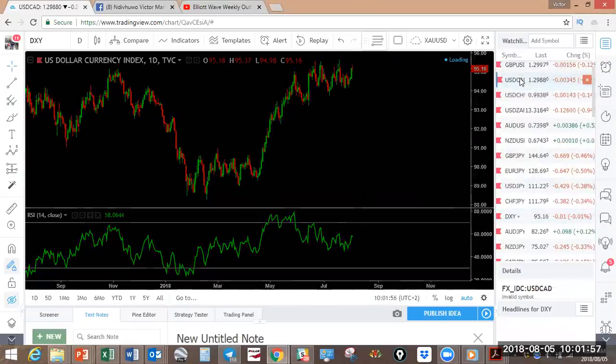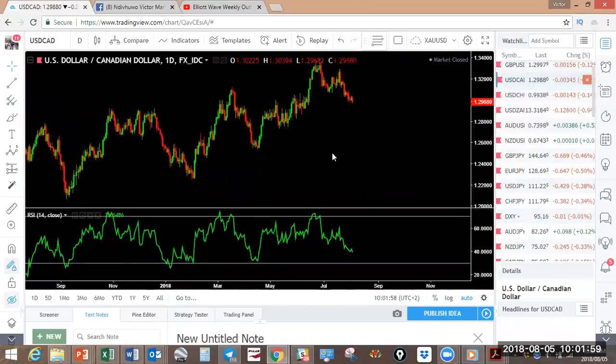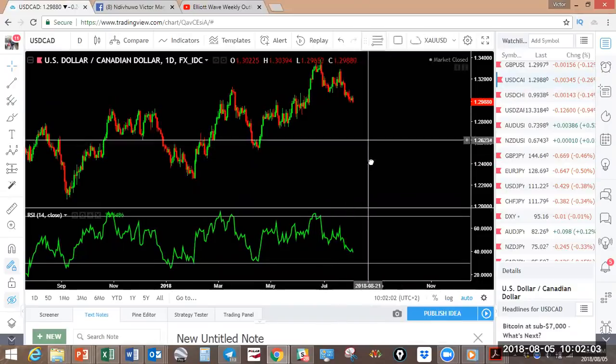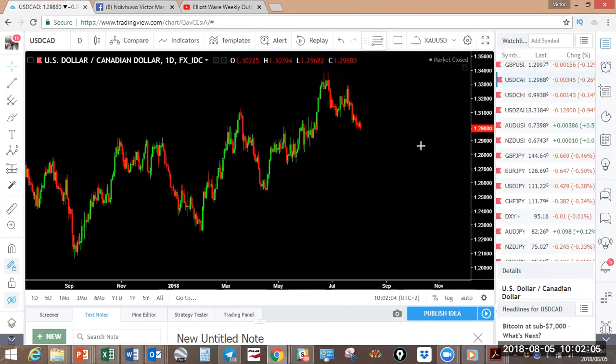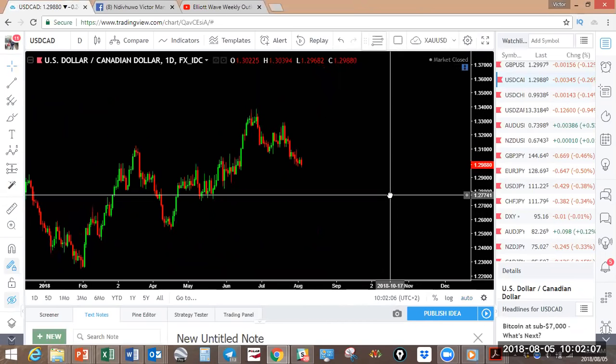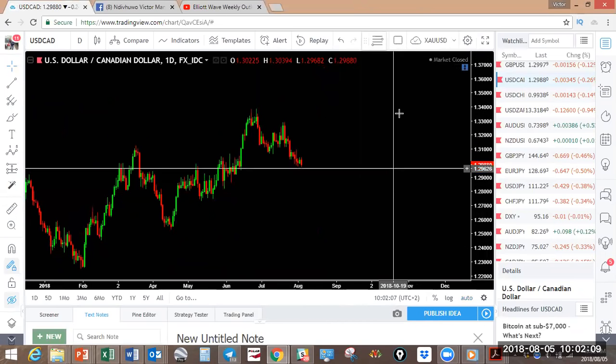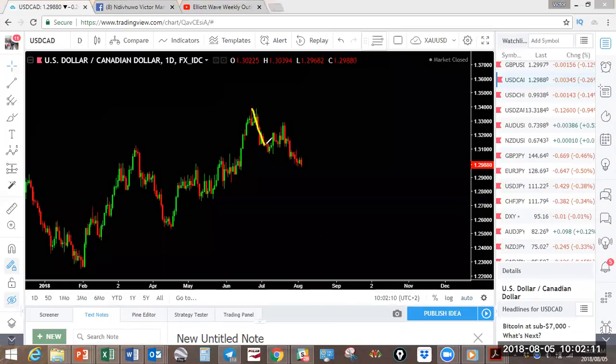Let's look at US dollar CAD. So US dollar CAD, let's get this one here. If you're looking on the daily here, you've got this one made a 3-wave move to the downside.